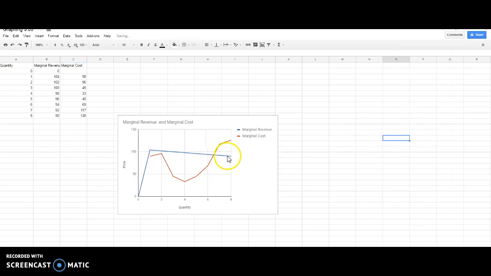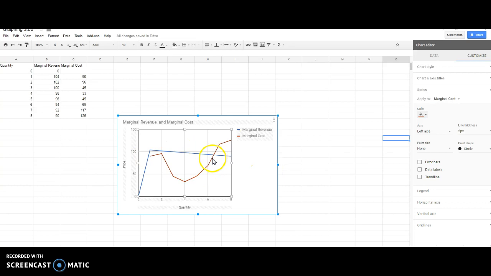and I'm going to give it a title. Perfect. So now this graph is awesome, but what does it mean? You need to know this point right here, right where the blue and the red actually intersect, or where the marginal revenue line, which is blue, intersects the marginal cost. And what that does is it tells me the price I should sell my product at.